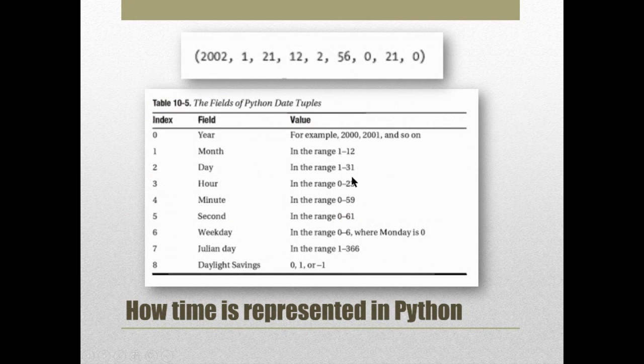Notice that the ranges depend. For example, months are 1 through 12, but sometimes they start with zeros. Hours are 0 through 23, minutes are 0 through 59, and seconds are 0 through 61. The reason it goes to 61 is because you do have leap seconds in some years. And then weekdays are 0 through 6, with Monday starting at 0. So you have to know what those are.